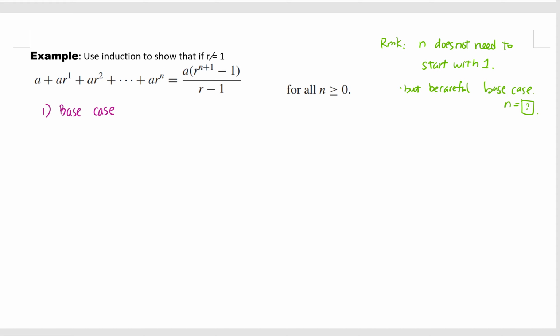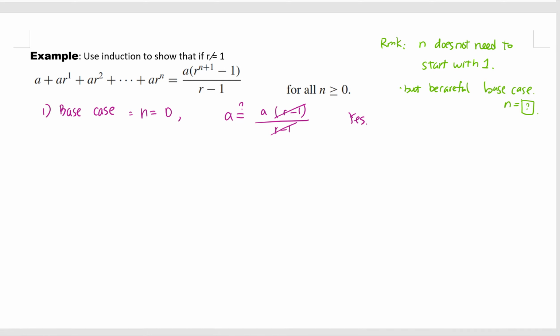So we just have a on the left-hand side. On the right-hand side, we have a, with n is 0, so r to the 1 is r minus 1 over r minus 1. Because r is not 1, we can cancel it. Then we have a equals a. Yes, that is true.